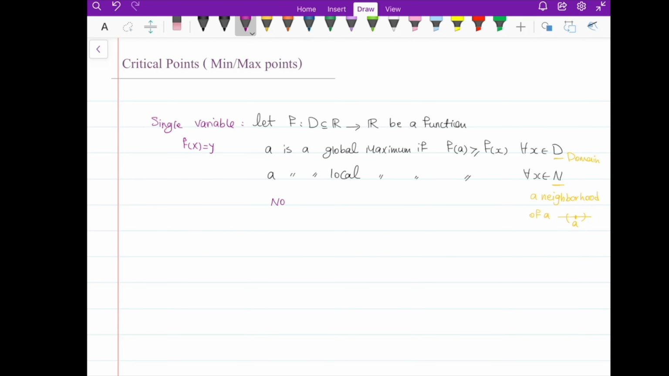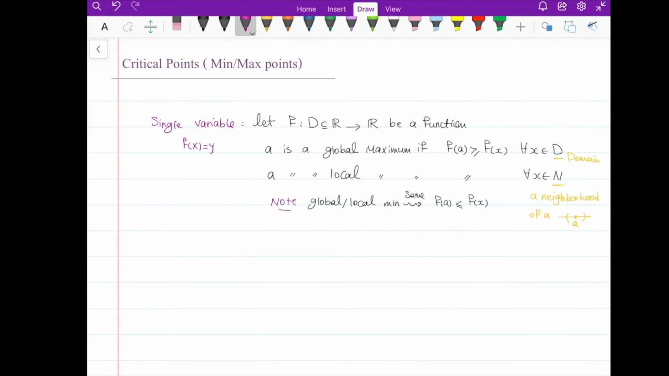As a small note, we can define global or local minimum basically the same, but we need to have the value of the function at A to be less than or equal to the value of the function at the points x. For global minimum, we need f of A to be less than f of x for all the x in the domain. For local minimum, the value of the function at A is less than f of x for all the x's that are in the neighborhood of the point A.